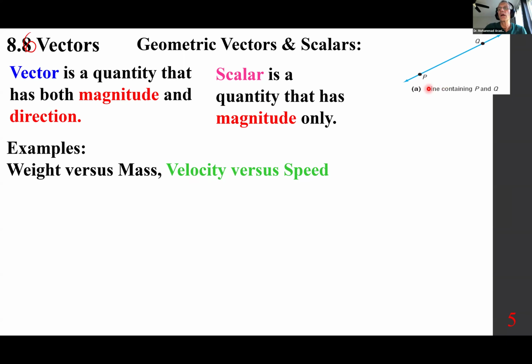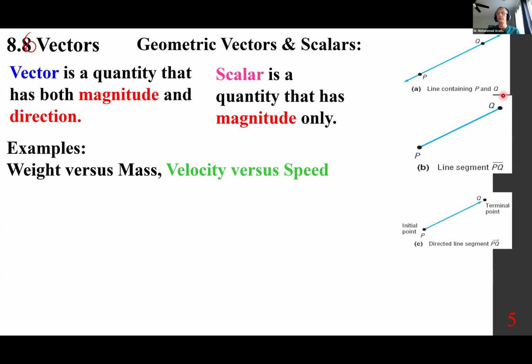So here's the line containing P and Q, two points on it. Here's a line segment, PQ. We have a bar at top. It goes from P to Q. Now, if you have a directed line segment, PQ, where P is the initial point, Q is the terminal point, we put an arrow at the terminal point, and this directed line segment is called a vector PQ, and we put a small arrow at top of it. This is the notation that is used.